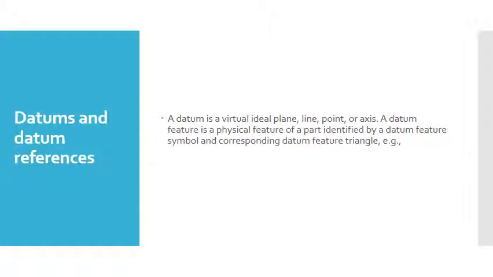To conclude, let us talk about datums and datum references. A datum is a virtual ideal plane, line, point, or axis. A datum feature is a physical feature of a part identified by a datum feature symbol and corresponding datum feature triangle, an example of which is shown below.